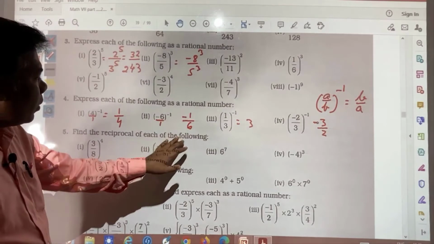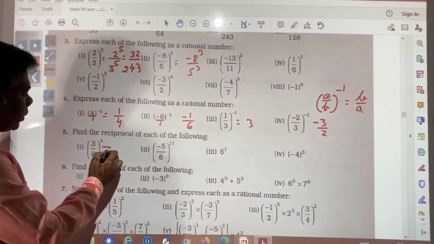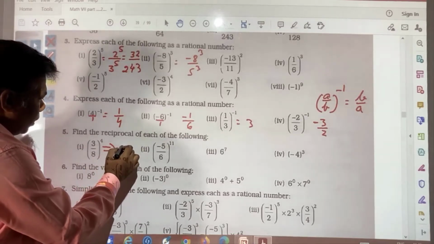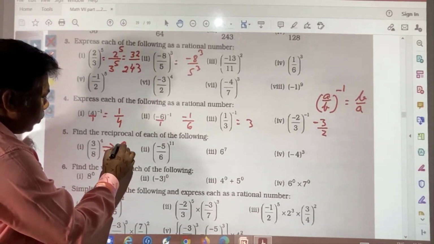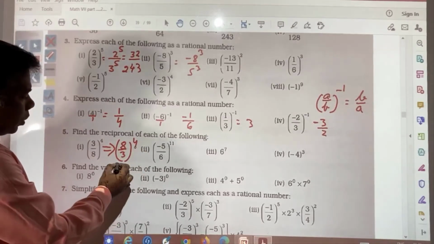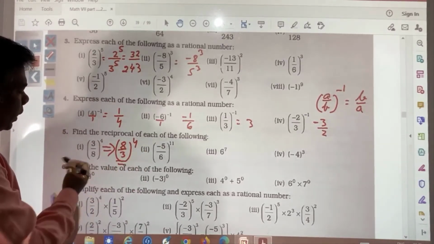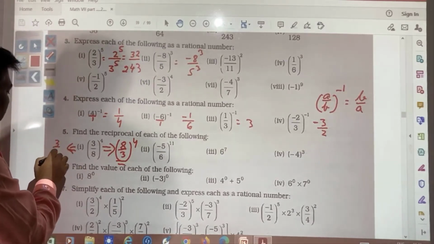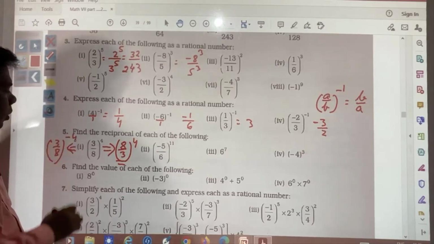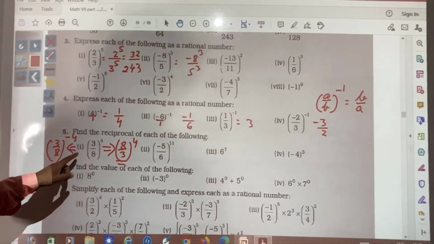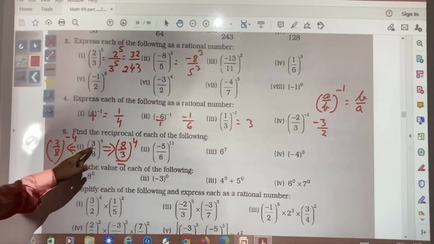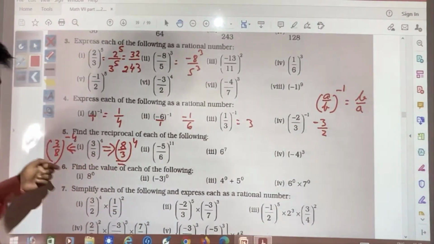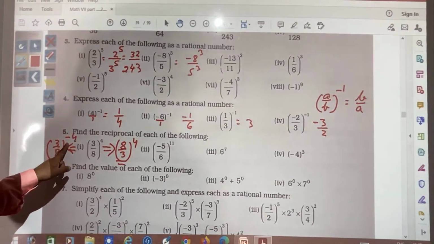Find the reciprocal of each of the following. So what is the reciprocal of this? The reciprocal of this will be 8 by 3 to the power 4. In another way, we can also write the reciprocal as 3 by 8 to the power minus 4. So both are correct. Either you write the reciprocal of 3 by 8 to the power 4 as 8 by 3 to the power 4, or as 3 by 8 to the power minus 4.